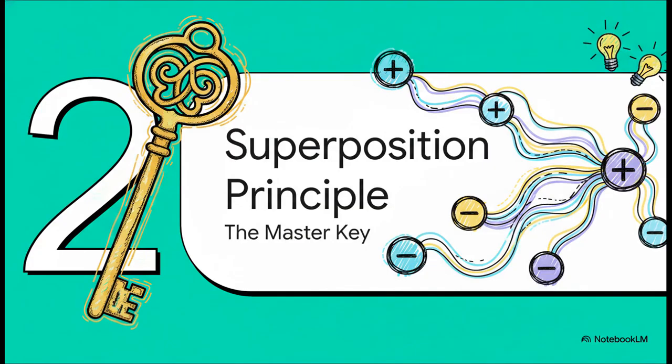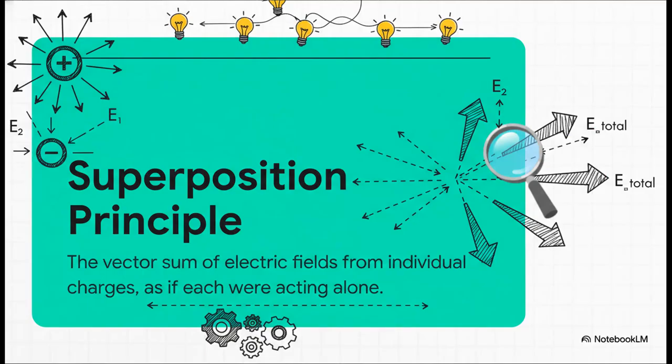Now, this powerful yet incredibly simple idea has an official name, the superposition principle. You should really think of this as the master key that lets us unlock the electric field for any arrangement of charges, no matter how complicated it seems. And here's the formal definition. Pay close attention to that last part, as if each were acting alone.